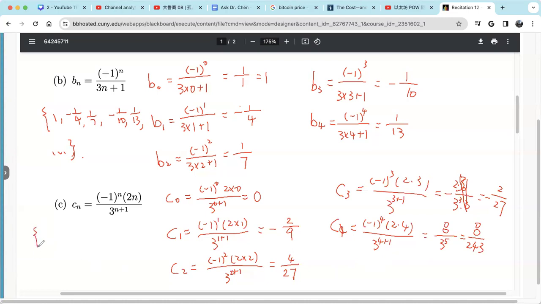So the first 5 terms of this sequence is also an alternating sequence. We have positive, we have negative. Actually, 0 is neither positive nor negative, so we get negative from the second term. We have negative, positive, negative, positive. We call this an alternating series. So those are the 5 terms of this sequence. Sequence, not series yet.